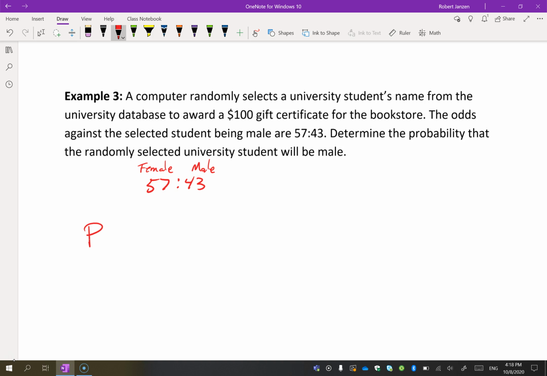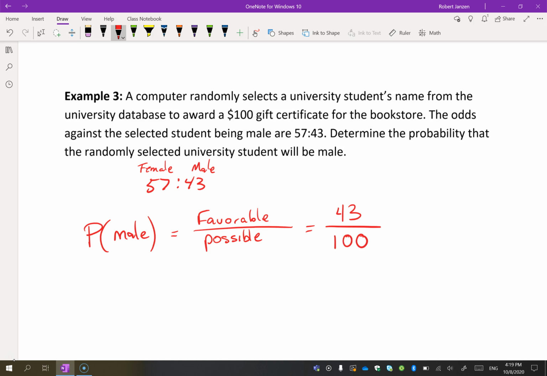Well, remember, what is probability? Probability is favorable over possible. So if the outcome we want is male, how many of these are favorable outcomes? 43. And how many are there in total? There are 100. So the probability of selecting a male is 43 out of 100. By the way, we could write that as the decimal 0.43. Remember, the answer had to be between 0 and 1. We could also say this is 43%. Okay, those are all okay.